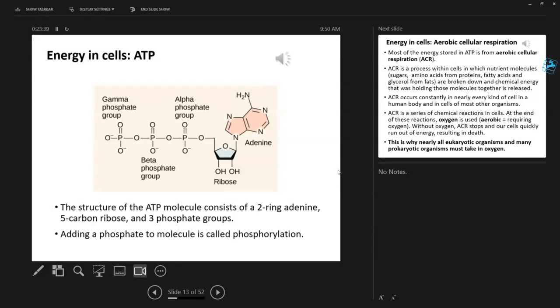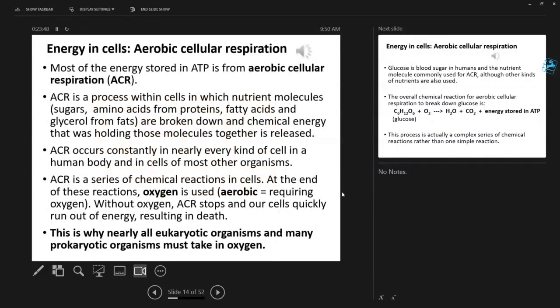So how does that happen? How does a cell recharge that battery or put that phosphate back on? Or what does it use for energy to recharge these batteries? And that process is called aerobic cellular respiration, or ACR. Aerobic, anybody know what that means? Aerobic means it requires what?